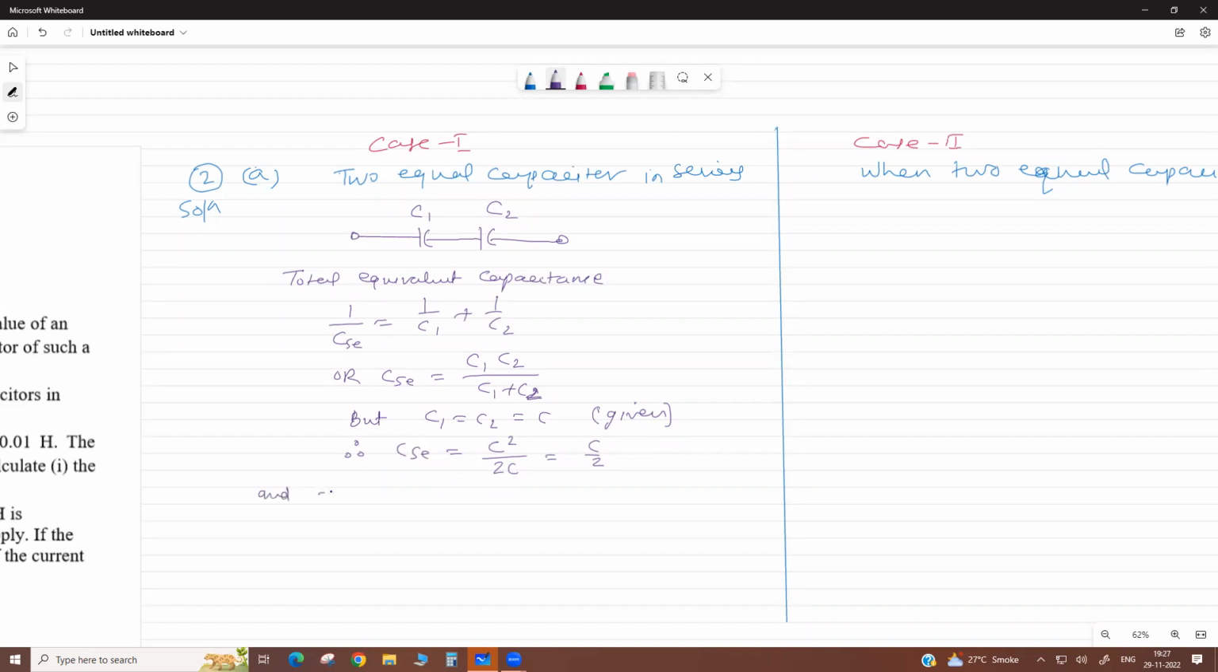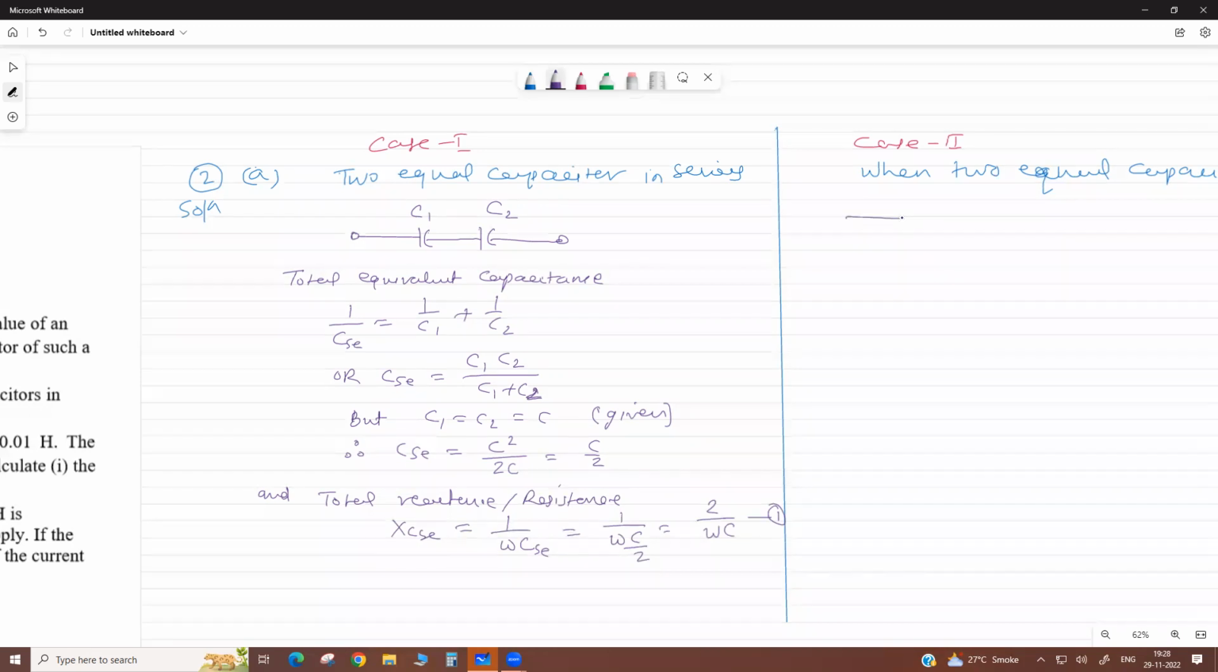And the total reactance of the circuit, or resistance, because both have the same unit, ohm. Total resistance or reactance actually. In series it is XCS equals 1 by omega CS. If we put this value, it becomes 1 by omega C by 2, or 2 by omega C. This is equation 1.